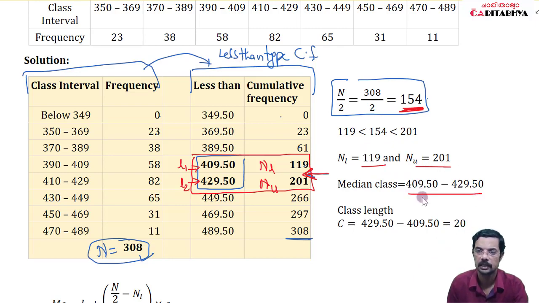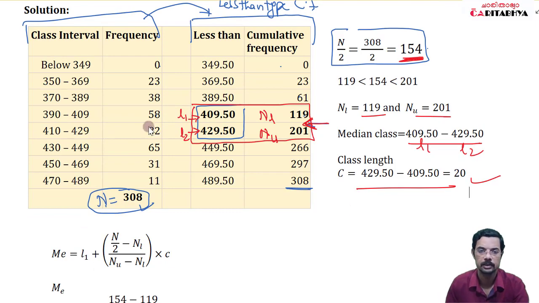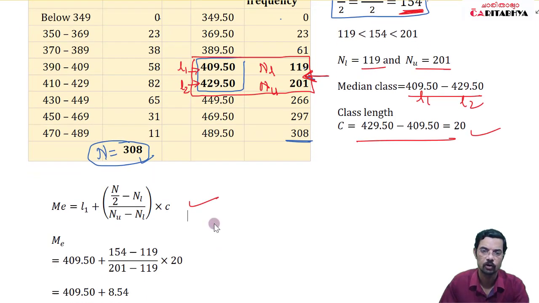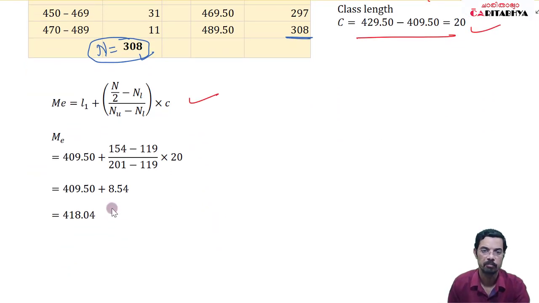We identified the median class. This is L1, this is L2. The class length is the difference. You get 20, and put it into the formula. Once we put all these values into the formula, what we get is the median.